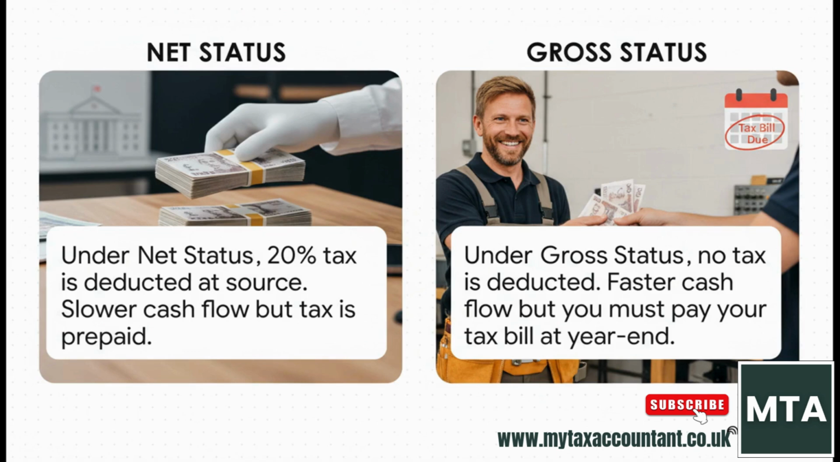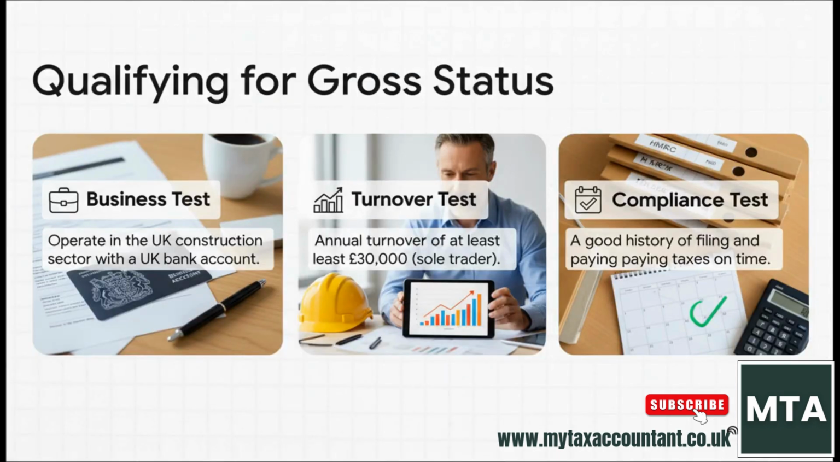On the other hand, gross status means you get paid 100% of your invoice, no deductions. That's fantastic for your immediate cash flow, but it also means you are completely responsible for what could be a pretty hefty tax bill at the end of the year. So, how do you get on this gross payment list? It sounds great, right? Well, HMRC has 3 specific tests you absolutely have to pass.